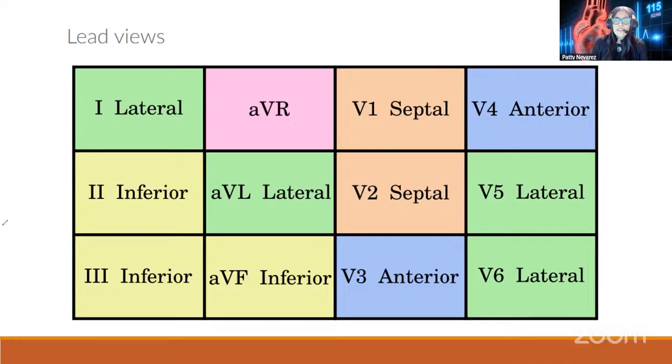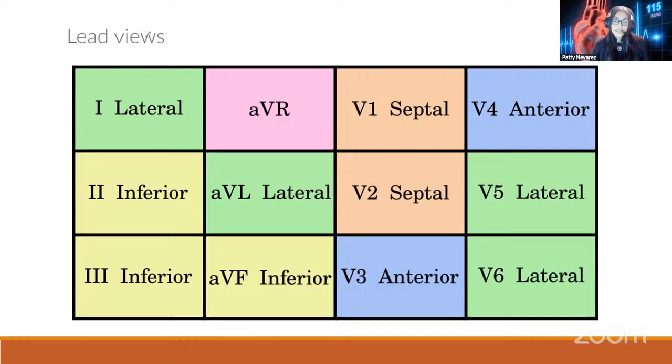Lead 1 is looking at the heart from the right to the left. Therefore, it does have an image of the lateral side of the heart. So it's looking at it from the side, because this lead is sweeping the view going to the left. This is super important. And in this image, laterals are marked in green.